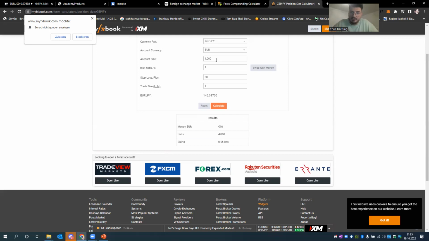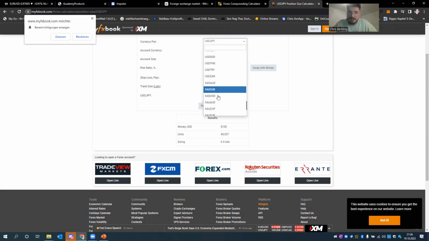So if we would have 10,000, you see that it's different. So that's why the smallest lot size can just go in 10-cent steps, and that's what you have to keep in mind. But just to show you the difference in different currency pairs, you're still just risking 1%, but the lot size changes for each currency pair.